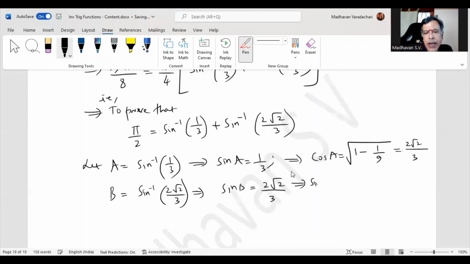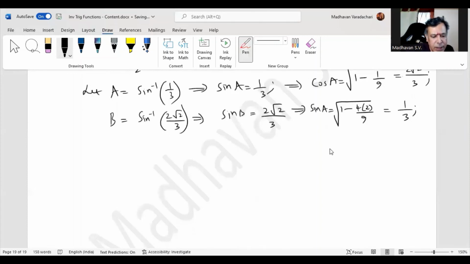Similarly, cos B will be the square root of 1 minus 2 root 2 whole square by 9. 2 square is 4, root 2 square is 2, so 8 divided by 9. So it is nothing but 1 minus 8 by 9. 1 minus 8 by 9 is 1 by 9. Root of 1 by 9 is 1 by 3. So we got cos A and cos B.